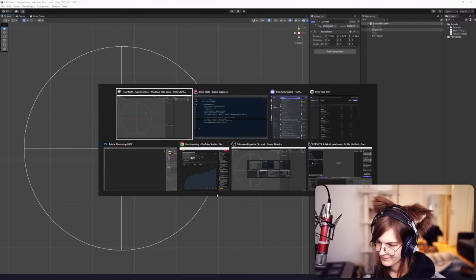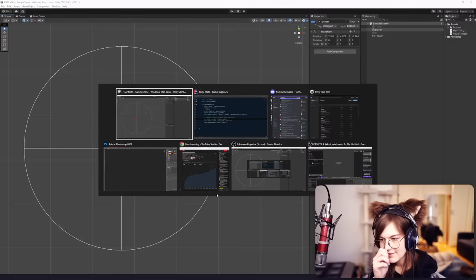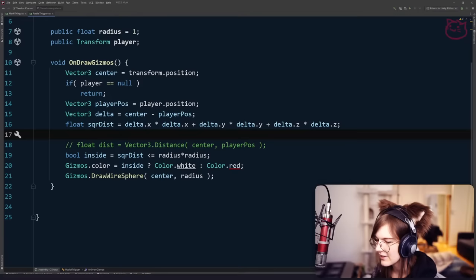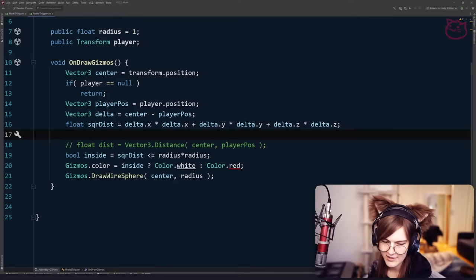Not just in terms of optimization, but also in terms of precision, isn't square distance better? I don't think so. I don't know if there's a significant precision difference there. I guess it depends on how large the values are or how small they are. I'm not sure actually. I haven't checked.